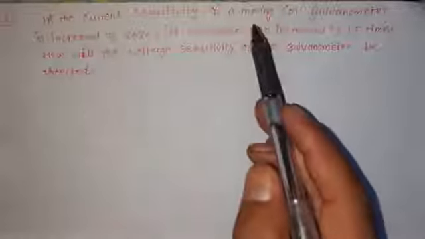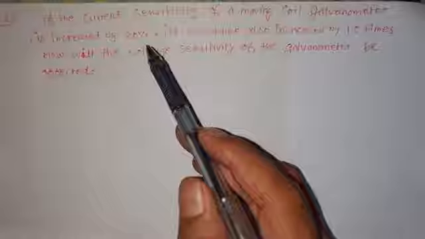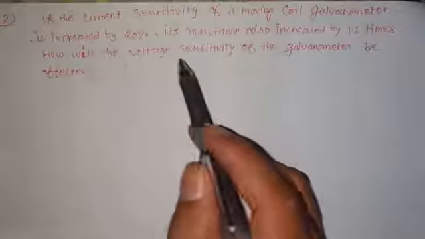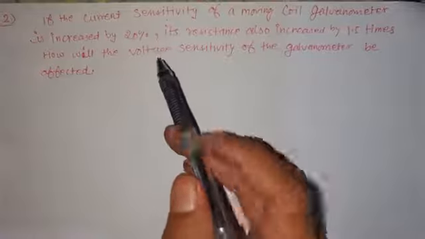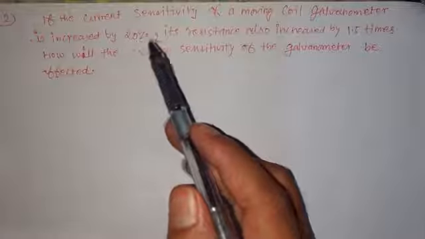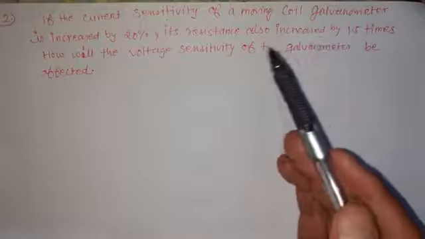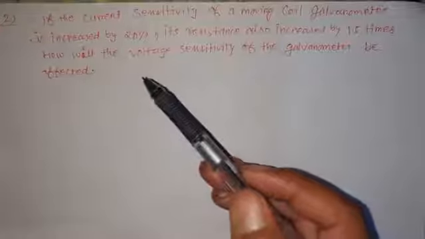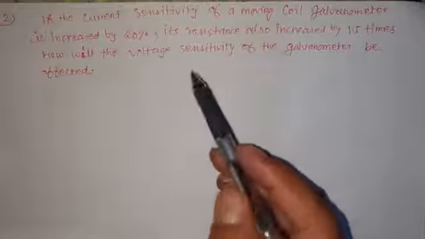If the current sensitivity of a moving coil galvanometer is increased by 20%, its resistance also increases by 1.5 times. How will the voltage sensitivity of the galvanometer be affected? तो क्वेश्चन में बोला गया है कि करंट सेंसिटिविटी जो है मूविंग कॉइल गैल्वेनोमीटर की 20% बढ़ जाती है, और साथ ही साथ उसका जो रेजिस्टेंस है वो 1.5 टाइम्स इंक्रीज हो जाता है। तो जो वोल्टेज सेंसिटिविटी है गैल्वेनोमीटर की, उस पर क्या इफेक्ट होता है, व्हाट इज़ द इफेक्ट ऑन दिस वोल्टेज सेंसिटिविटी.